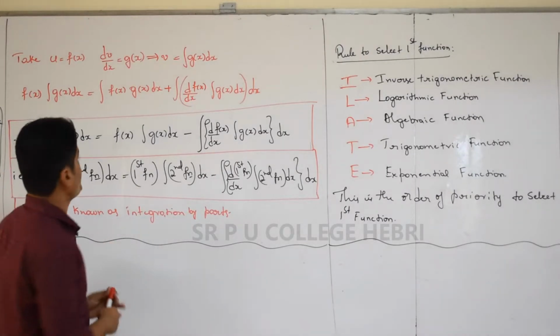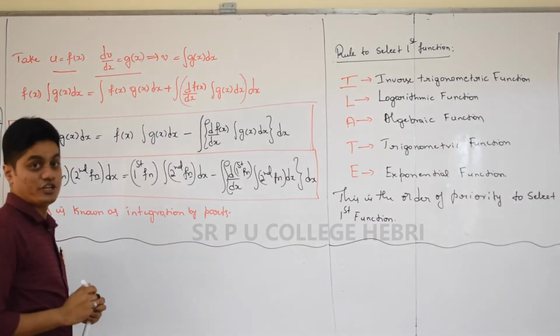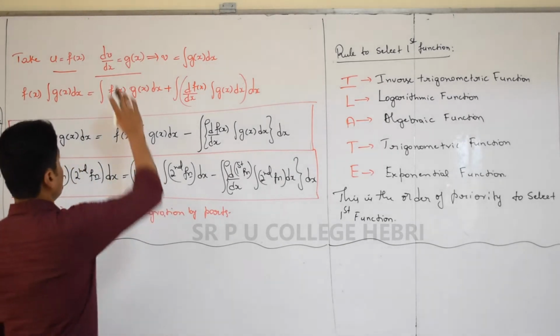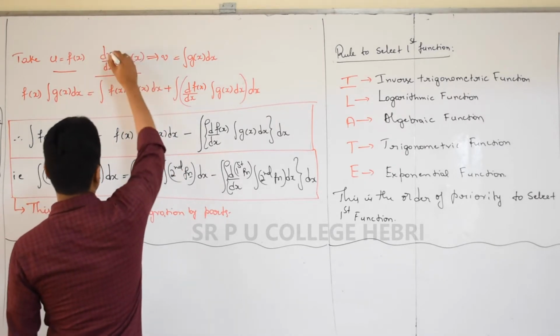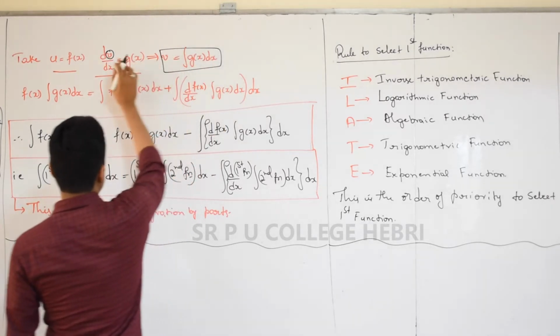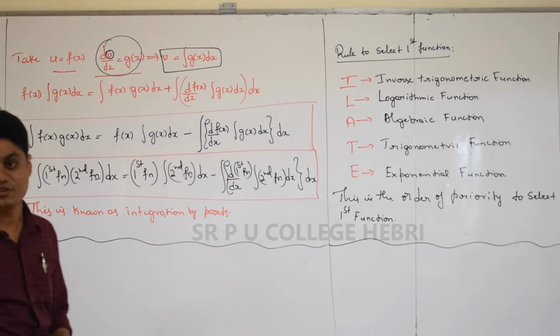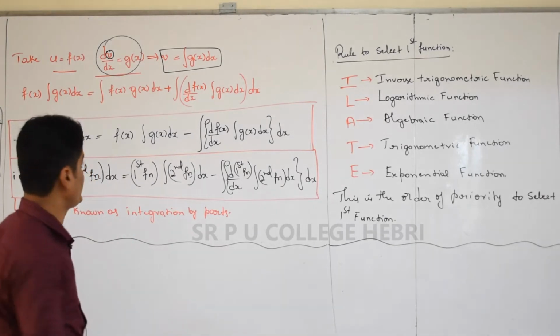Now in that expression take u equal to f of x and dv by dx equal to g of x. If dv by dx is equal to g of x, if you integrate on both sides, you will get v back. Here you will get the integration of g of x. So u is equal to f of x, and v is equal to the integration of g of x.